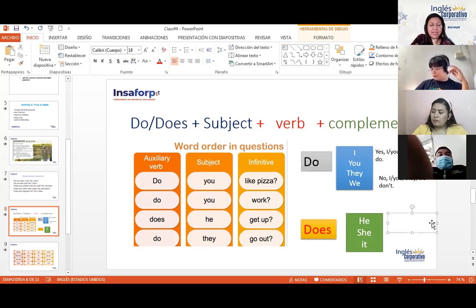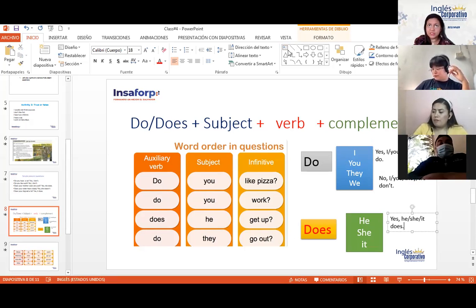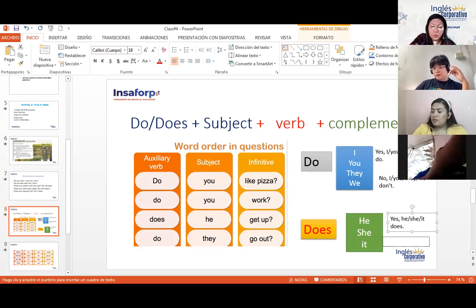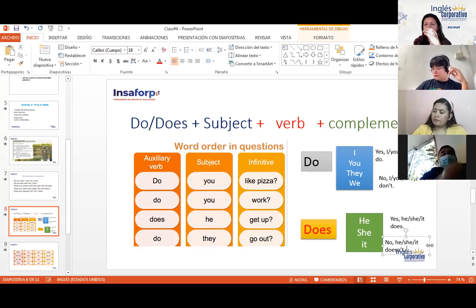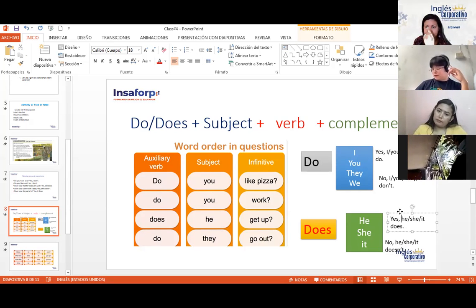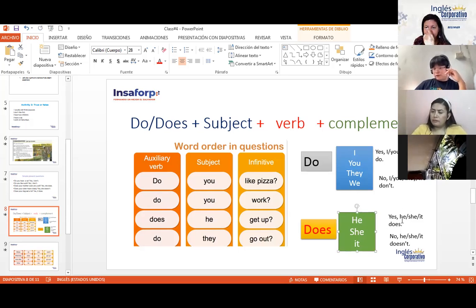And with that sería yes, y usamos he, she, or it, depende, ¿verdad? El sujeto, the subject, it depends on the subject. Or no, he, she, or it doesn't. Affirmative and negative. Short answers.